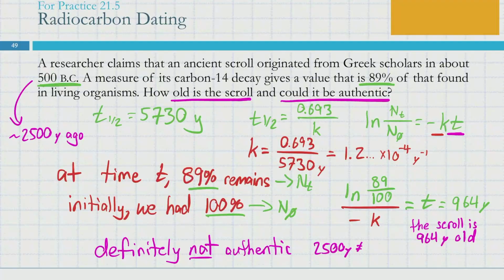2,500 years is not the same as 964 years. If they claimed that it was from the year 1,000, that's roughly 5% from 964, kind of in the ballpark. That would be reasonable enough. But this is way too old that they're claiming it is.